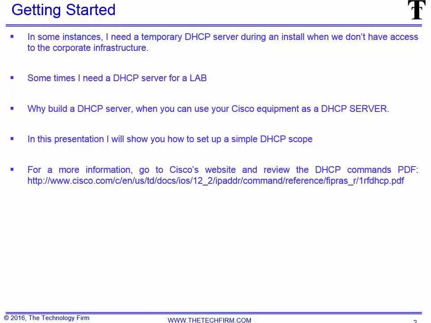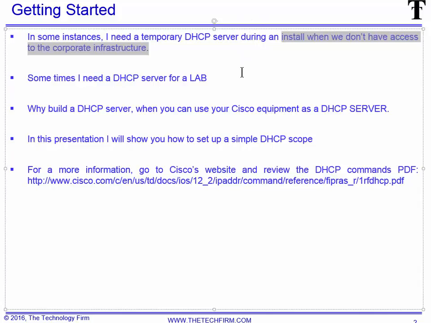Well, in some cases you might need a temporary DHCP server. Maybe you're doing something like an install where you don't have access to the corporate infrastructure and you need things to get IP addresses, that sort of thing. Maybe sometimes you need a DHCP server for a lab, right? Another good reason. So why build a DHCP server when your Cisco equipment could do the basics for you?